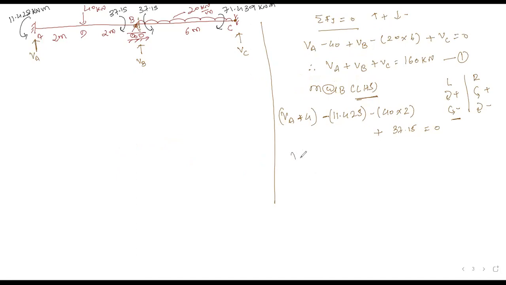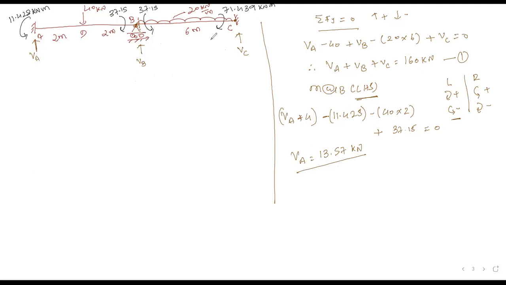Now tell me, what is the value of VA? How much value will come? Tell me. 13.57 sir. Yes, 13.57. Please confirm, other students. I hope it is clear to all of you. Now we are interested in the other reactions. Now we have two possibilities.